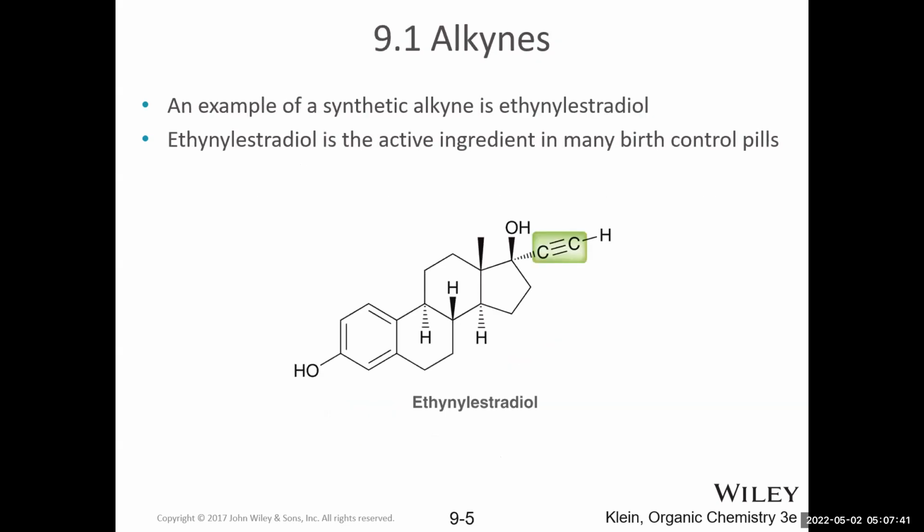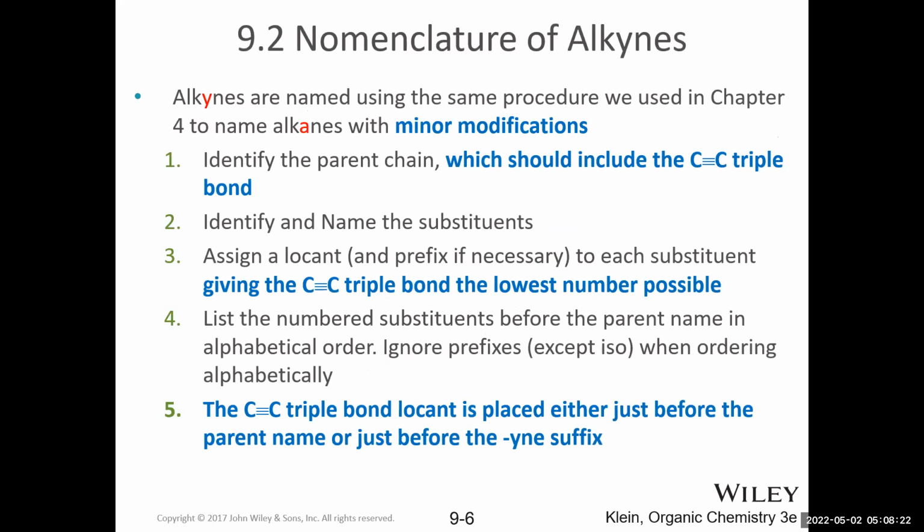Okay, and then sometimes we even make synthetic alkynes. So for example, ethynyl estradiol is an active ingredient in many birth control pills, and it's synthetically made via the addition of a terminal alkyne to a ketone, which added this alkyne and formed an alcohol. So it's a synthetic hormone, like you might see its structure is very similar to testosterone or other steroid-based hormones.